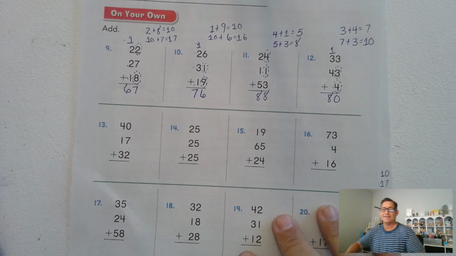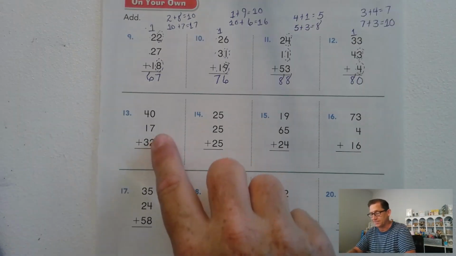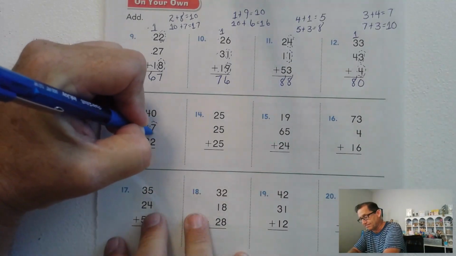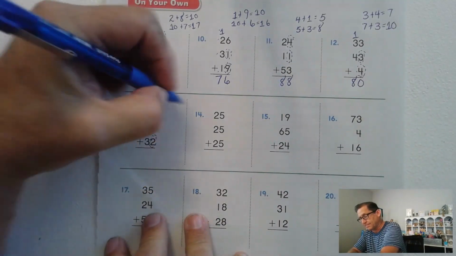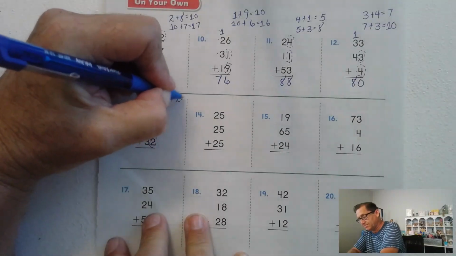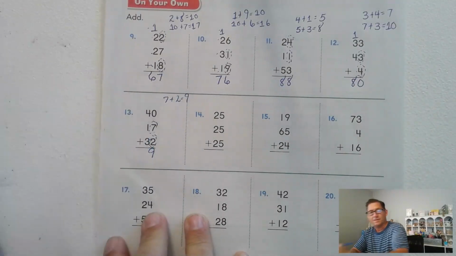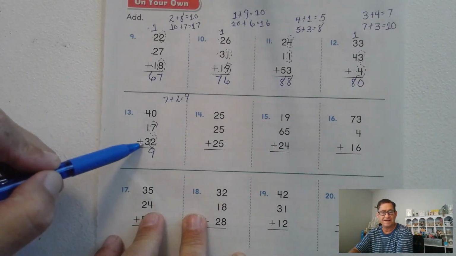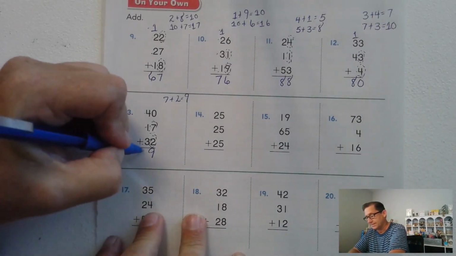13. Okay, we have a 0, so let's just add the 2 and the 7. 7 plus 2 is 9. No need to regroup. Add the tens. 4 and 3 is 7. Plus 1 more is 8.